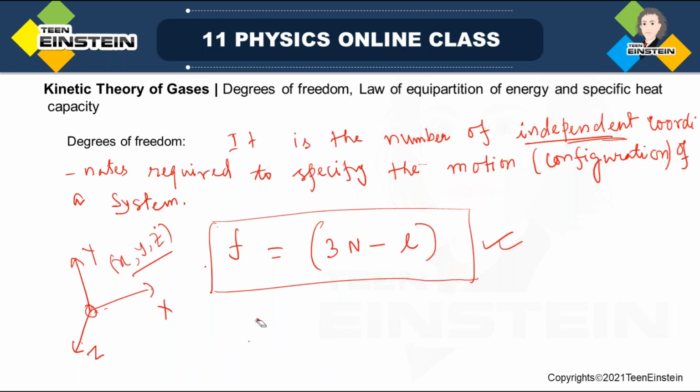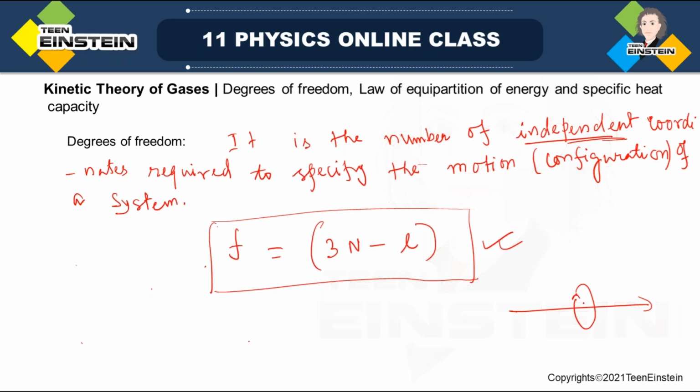So translation also can be three types, right? Sorry, translation I have told already. Rotation can be in three different directions. Rotation can be about the x-axis, about the y-axis, and about the z-axis also. So there can again be three rotational degrees of freedom. So when you say motion, there are three types of motion.